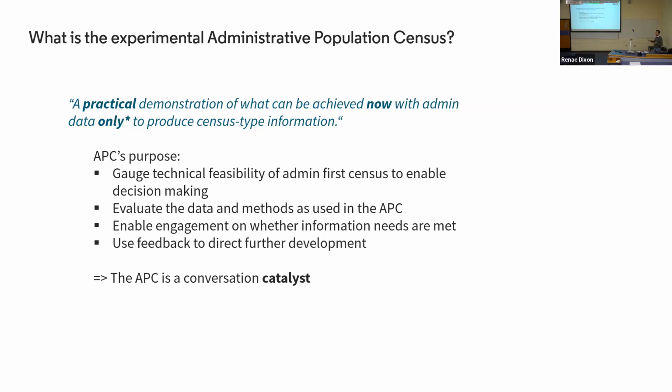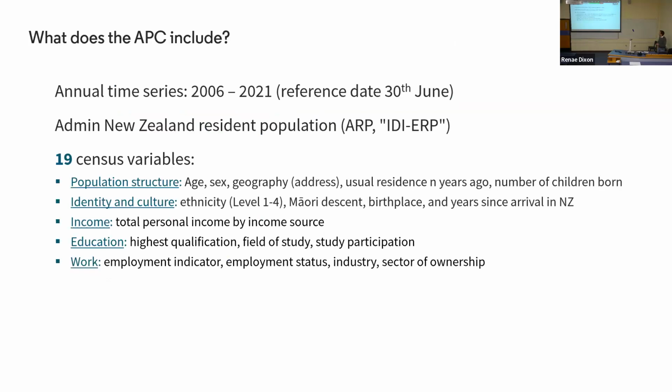It was really designed to elicit these sorts of conversations, for people to look at the data, understand the data and tell us what they think. I think the nicest way of thinking about it is to think of the APC as a conversation catalyst, really enabling these discussions about a possible change. Well, a bit more detailed, what have we produced in terms of data?